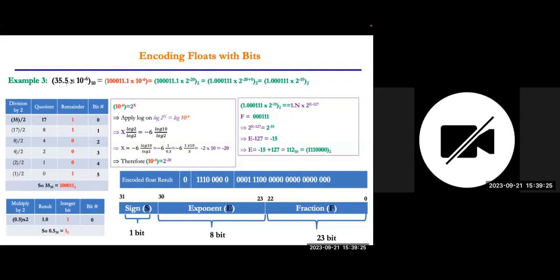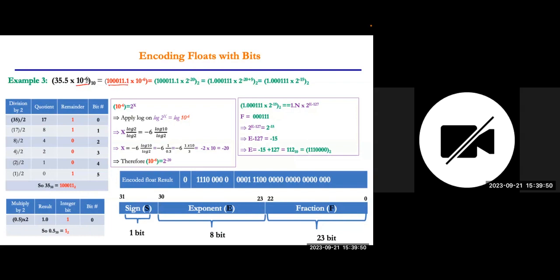So similarly, we do for 5, it is a fractional part, so that is multiplied with 2. So we'll get the result 1 0, and from here the integer bit is 1. So the fractional decimal value of this is equivalent to the fractional binary value. Then when we club this and this together, it will give this 35.5 number.